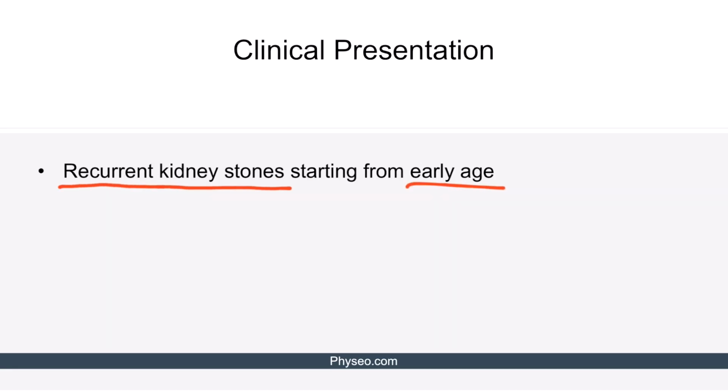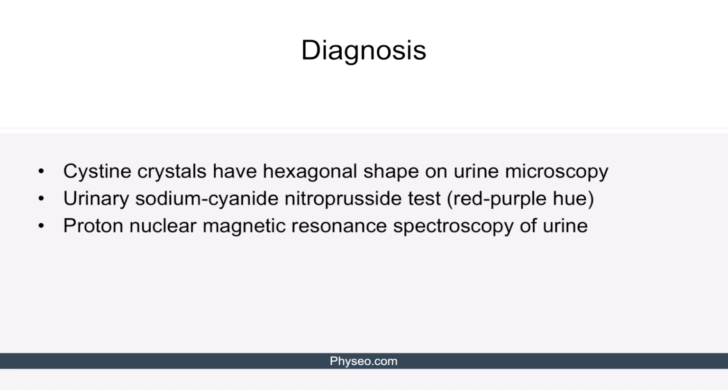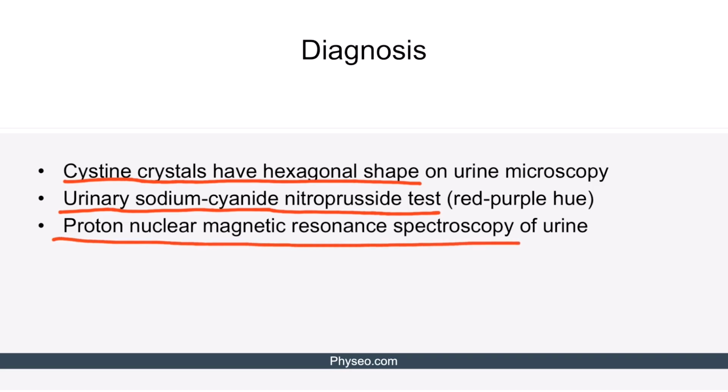This is because the cysteine moieties coalesce in the urine, forming crystals and the kidney stones. In order to diagnose cystinuria, we can perform urine microscopy. Urine microscopy typically shows hexagonal cysteine crystals. One can also perform urinary sodium cyanide nitroprusside test, or proton nuclear magnetic resonance spectroscopy of the urine.